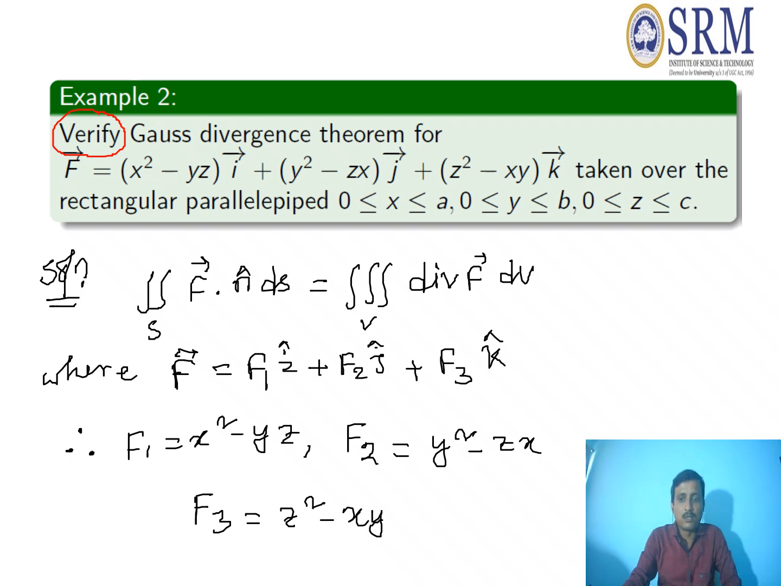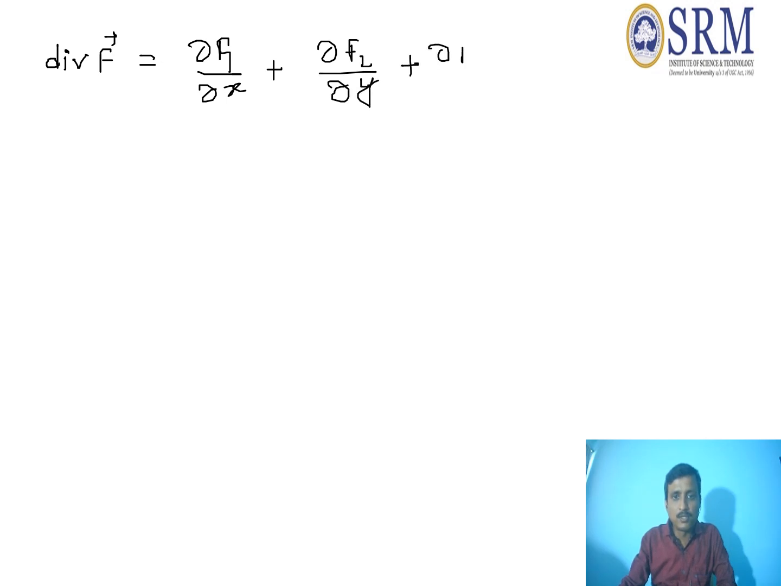Let us calculate the divergence of F, as we are getting F1, F2, F3 here clearly. Now we are going to find the divergence of F. This one we know: dou F1 by dou x plus dou F2 by dou y plus dou F3 by dou z. We already have F1, F2, F3, so you substitute it, and automatically you will get x plus y plus z times 2. So these things we have obtained, and easily we can do the integrations for LHS and RHS.